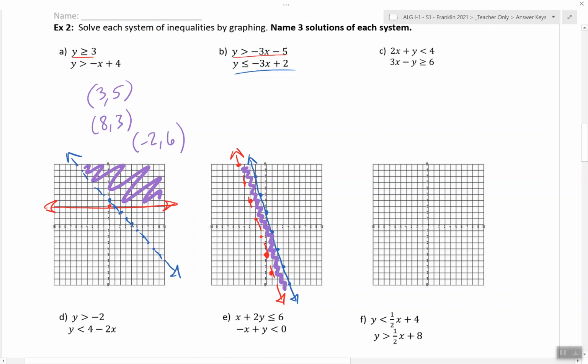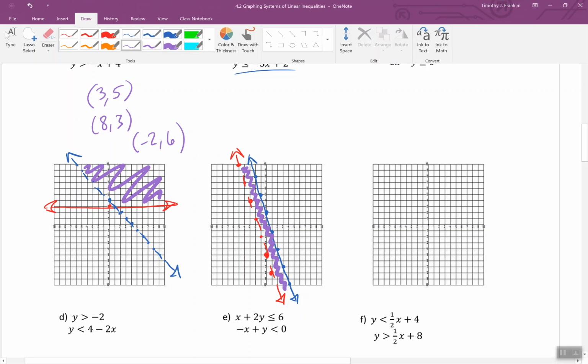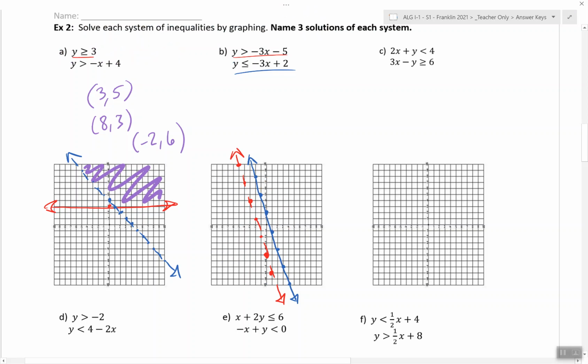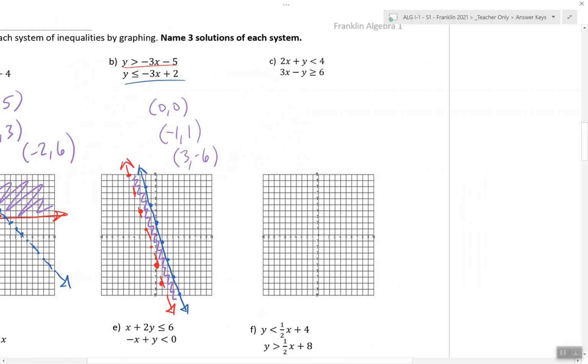And let's name some solutions here. Maybe I want to use a thinner pen. So right between. Okay, 3 solutions. So 0, 0 actually is 1. We'll use that. And then maybe negative 1, 1. And let's say 3, negative 6. So these are 3 points in that purple shaded region.